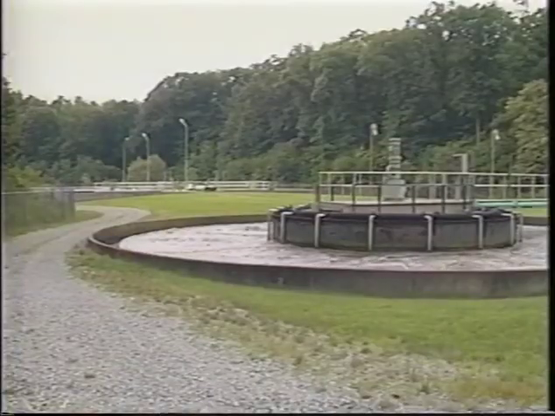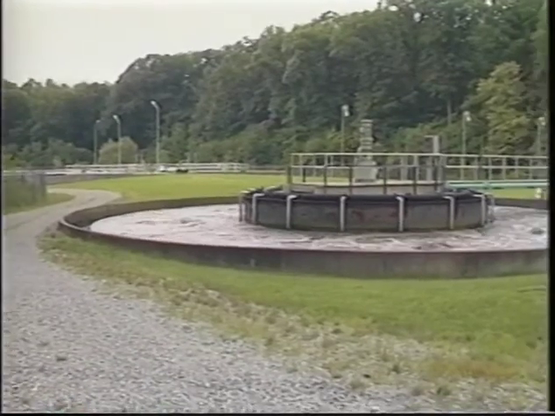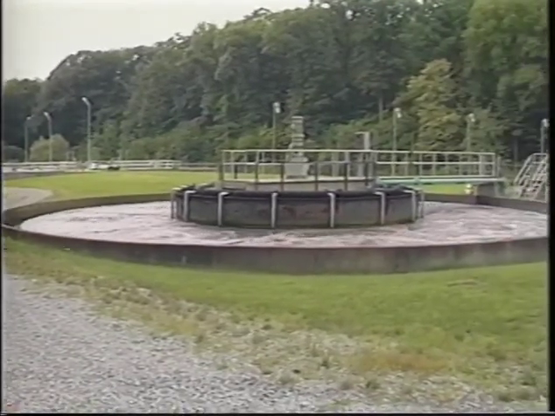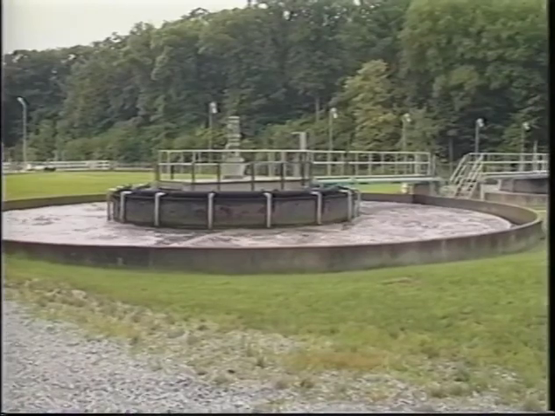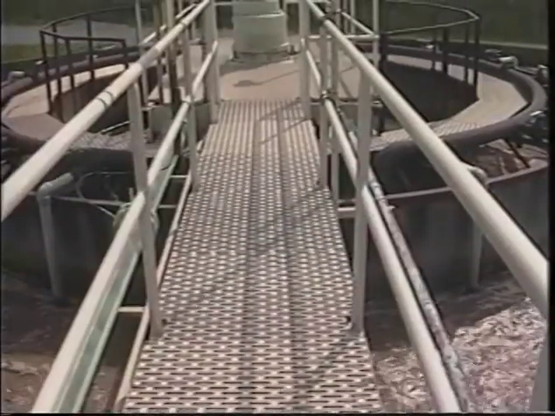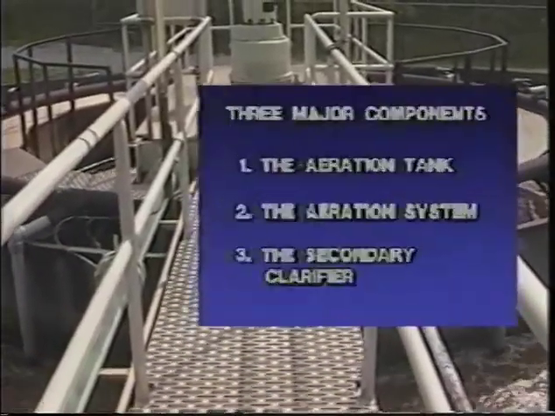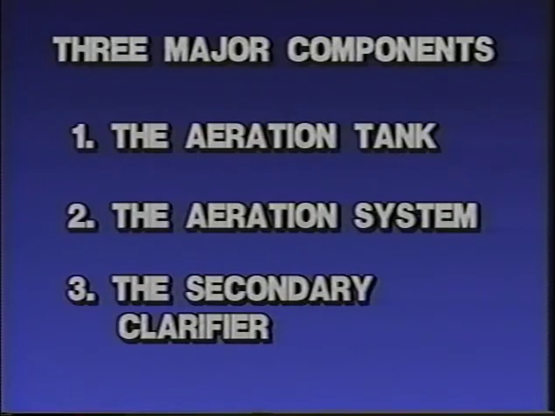The activated sludge process is a biological treatment unit that utilizes carefully controlled aerobic microorganisms suspended in wastewater to consume organic pollutants. There are three major components to an activated sludge treatment facility. They are the aeration tank, the aeration system, and the secondary clarifier.